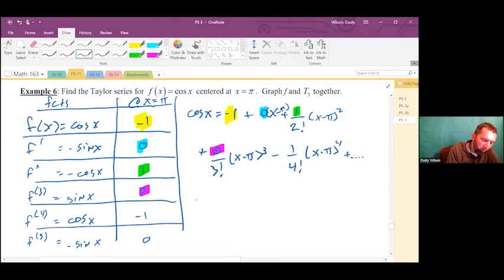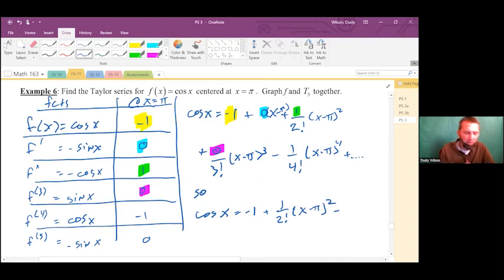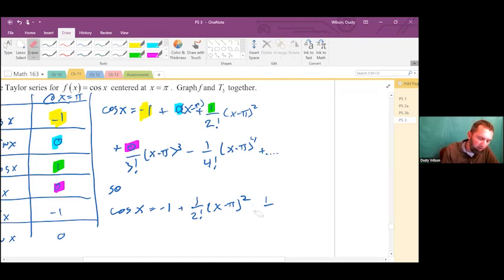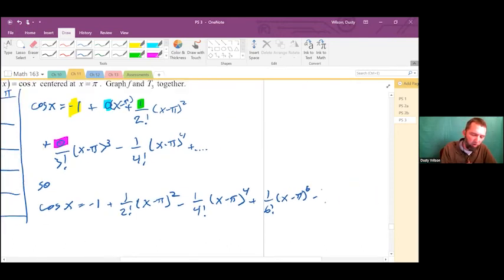So I think you should be able to see that cosine of x will equal minus 1 plus 1 over 2 factorial x minus pi squared, plus 1 minus 1 over 4 factorial x minus pi to the 4th plus 1 over 6 factorial x minus pi to the 6th minus 1 over 8 factorial x minus pi to the 8th, et cetera, et cetera.